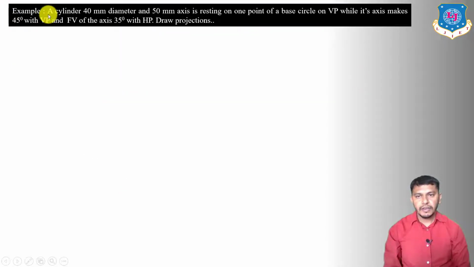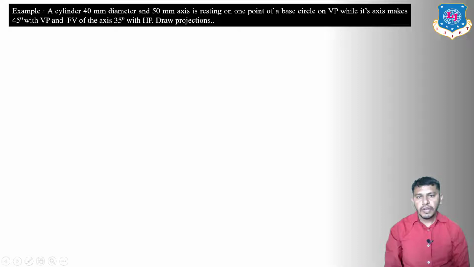The given problem is: a cylinder of 40 mm diameter and 50 mm axis is resting on one point of its base circle on the vertical plane, while its axis makes an angle of 45 degrees with the vertical plane, and the front view of the axis is 35 degrees inclined with the horizontal plane. Draw its projections. Here the conditions with the vertical plane and horizontal plane are both given, so this example is going to be done in 3 different stages.